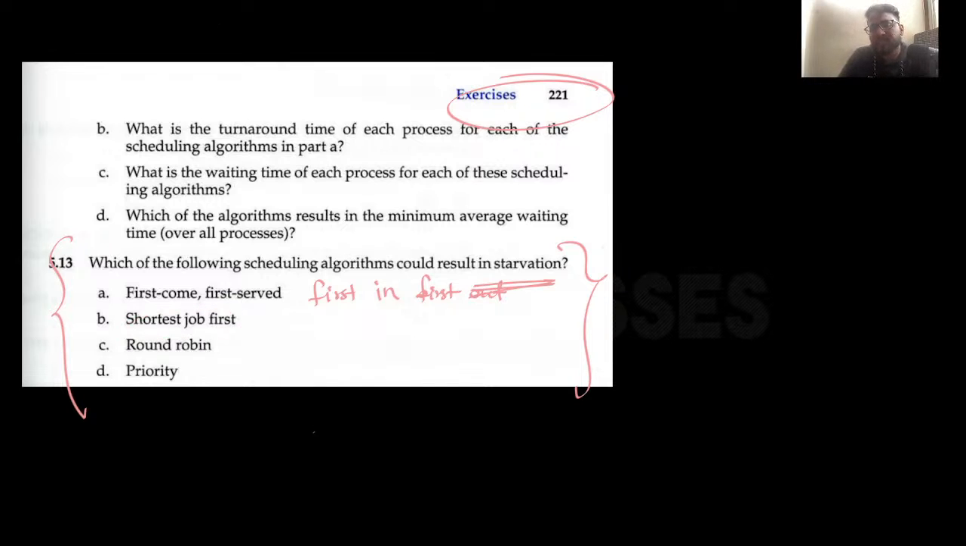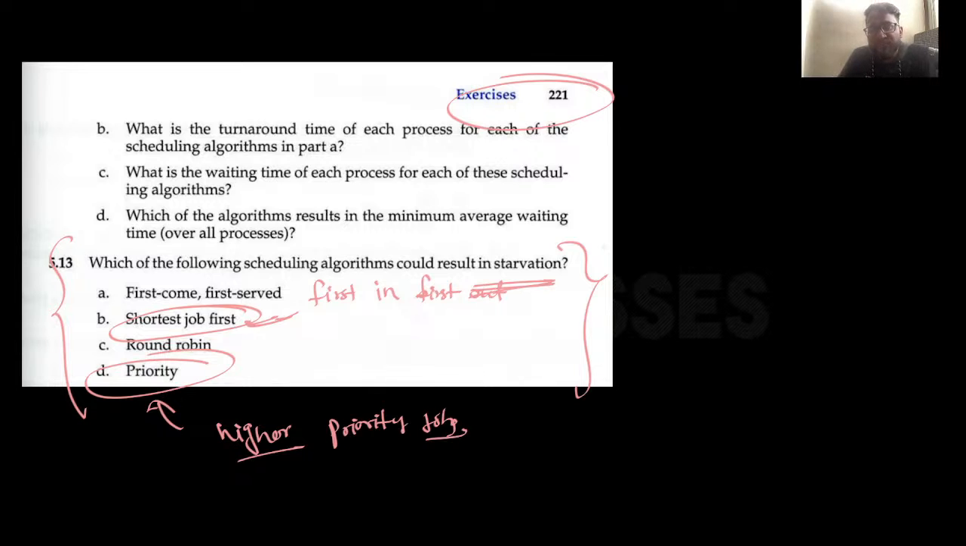Why? Because the shorter jobs will keep on coming and you will never get a chance to run the jobs which have the longer burst time. So basically, this will definitely lead to starvation. Similarly, priority scheduling will definitely lead to starvation. Why? Because the higher priority jobs will keep on coming, right?